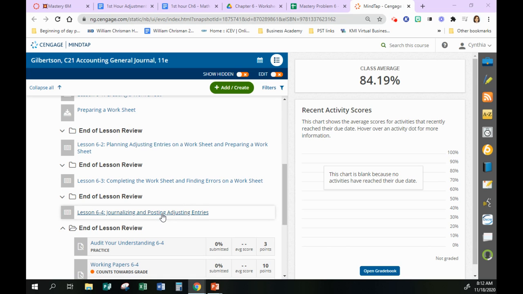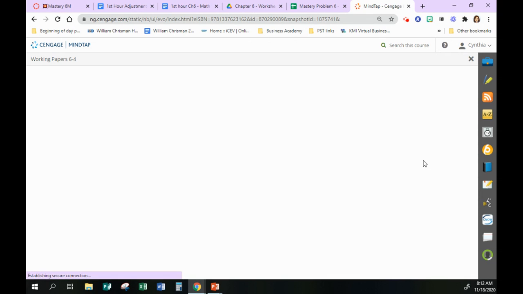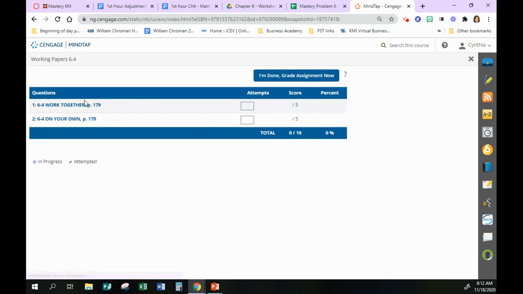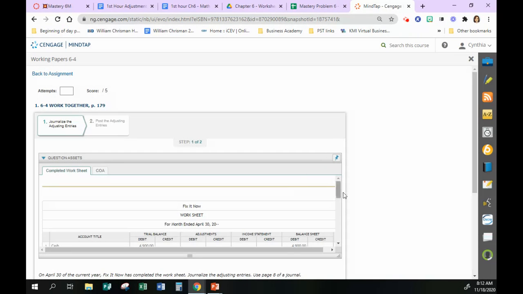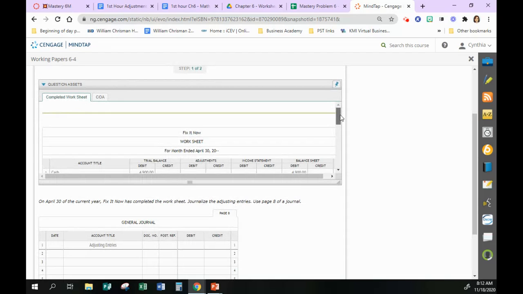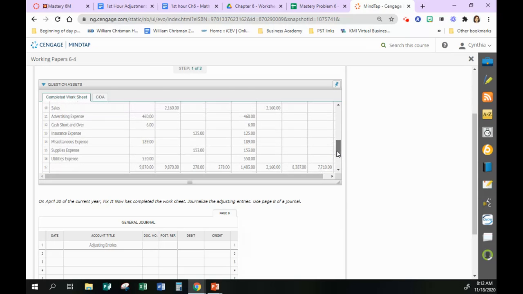So I'm going to do work together 6-4 with you. We're going to do that in the portal. And so all we're doing in 6-4 is journalizing those adjusting entries that you planned out on the worksheet to start out with. So we have supplies and prepaid insurance and insurance expense and supplies expense.